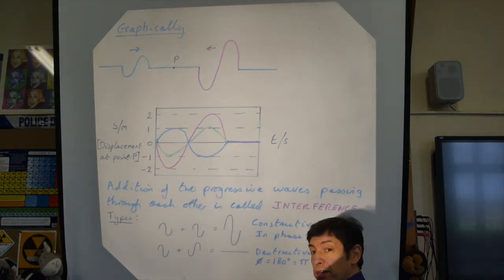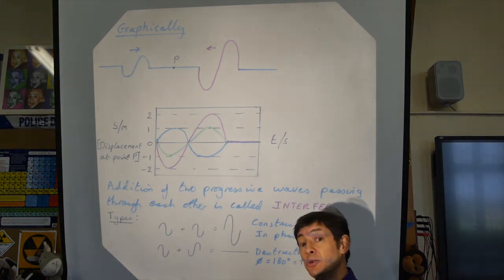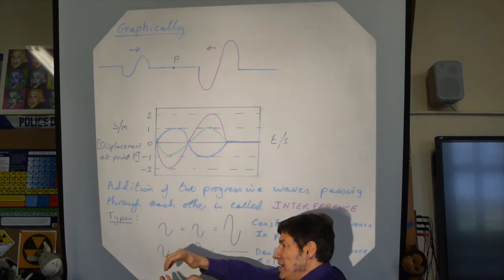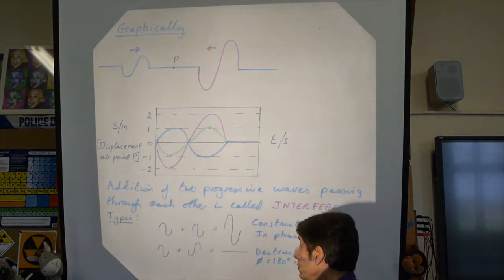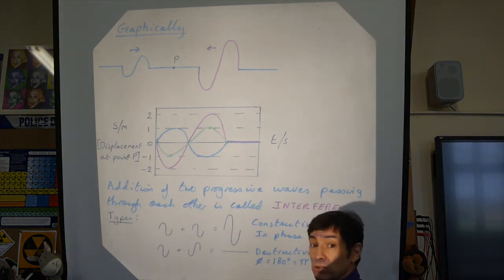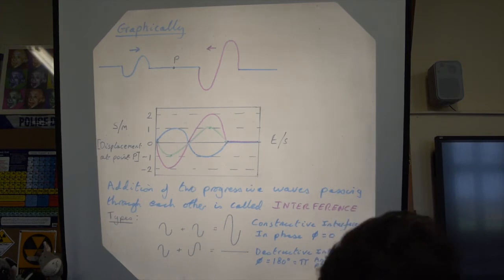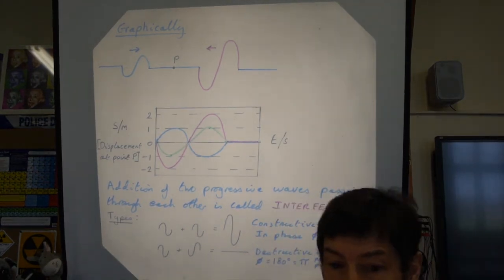So you could shine two really bright laser beams on top of each other, but if the waves arrived out of phase, peak and trough, trough and peak, those two beams would completely cancel to give no light at all. And I will demonstrate that at some stage, but it's a really unusual effect.